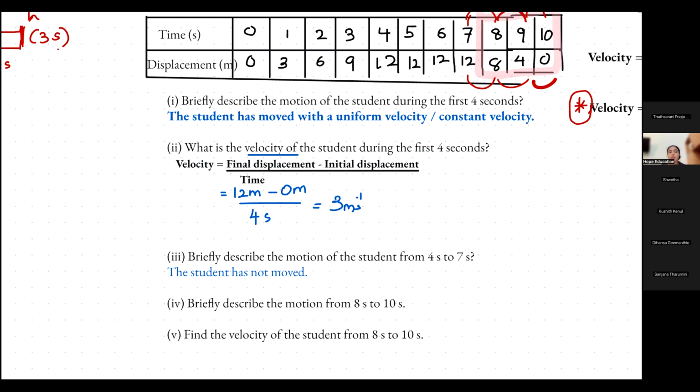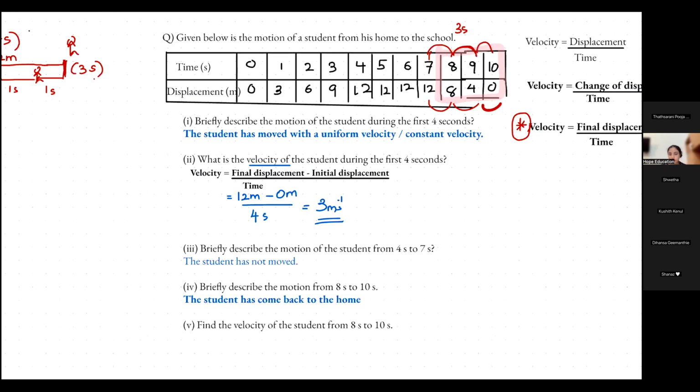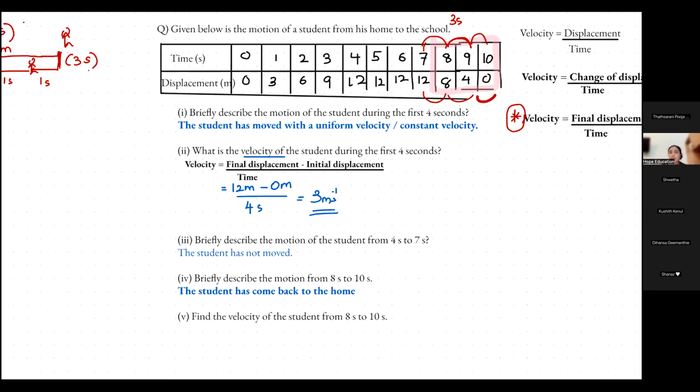So we were talking about Roman number 4, right? How do we describe this motion? We say the student has come back to the home. That's all good. I'm sorry for all the technical issues, but are we good so far? Okay, great. Through all the obstacles, we'll go forward.